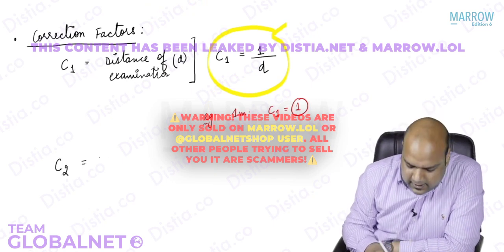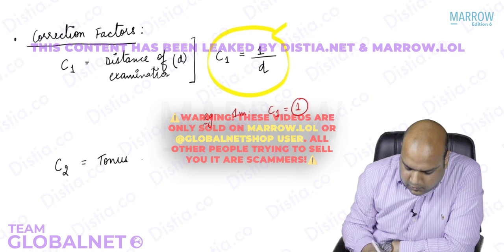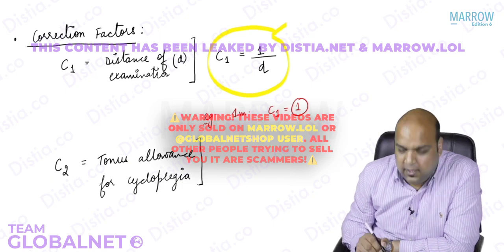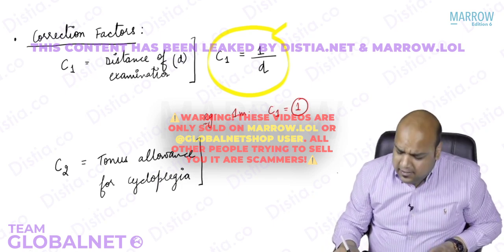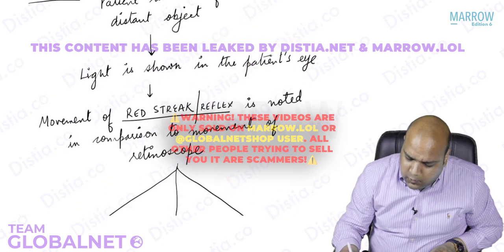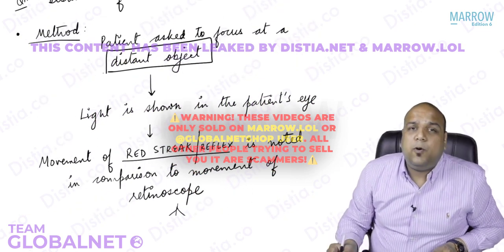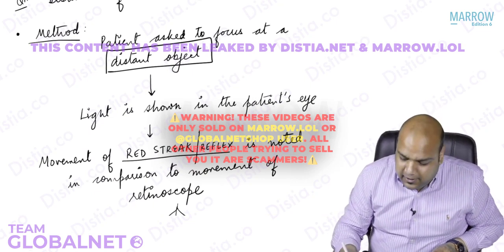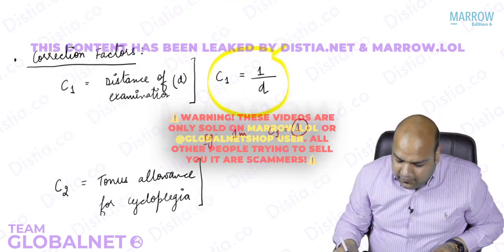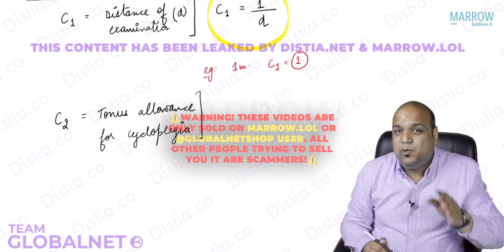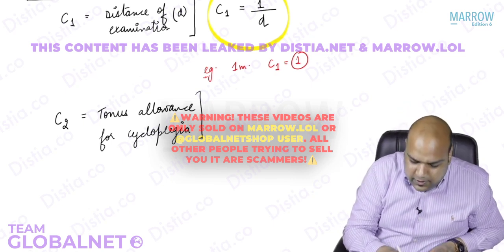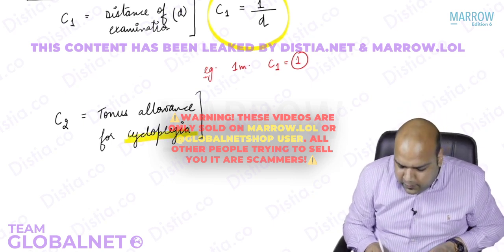Second correction factor is for tonus allowance for cycloplegia. As we just now said, everybody, the patient should be looking at a distant object because we do not want accommodation to play a role. So what is the better way to do it, everybody? The better way to do refraction is to abolish accommodation. How do you abolish accommodation, everybody? You abolish accommodation by doing cycloplegia.